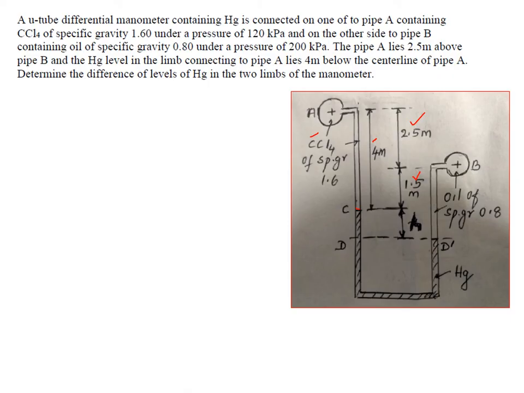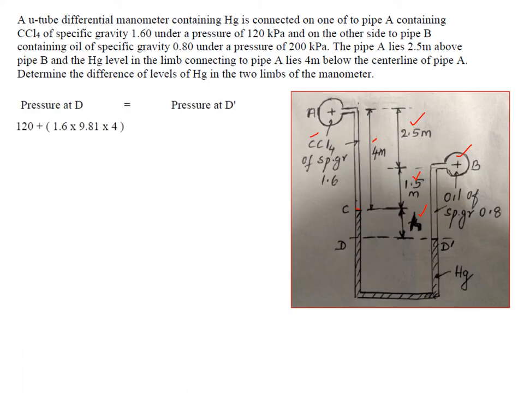You have to be very careful that the pressure at B is more than the pressure at the other side, so it has to go down and this has to move up. We are required to find the difference of the mercury level. Here we can see that this is one continuous liquid, so pressure at D has to be equal to pressure at D dash.